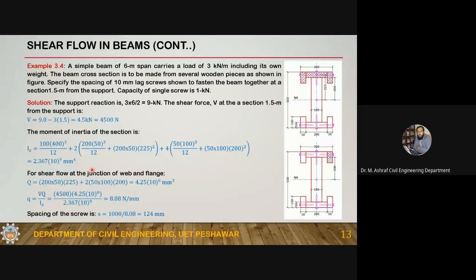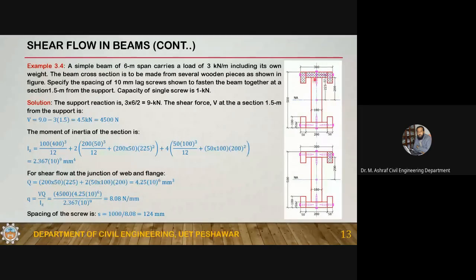So this will give you the moment of inertia, which is 2.367 into 10 to the power 9 millimeter power four. For shear flow at the junction of web and flange, I have this. So if I want to calculate shear flow at this location, I'll have to calculate the first moment of area. As I've told you, if you want to calculate the shear flow at this location, then you'll have to calculate the first moment of area on one side of this one. So if you take a section here, one side is this one. So you will have to take the first moment of area of this shaded portion.